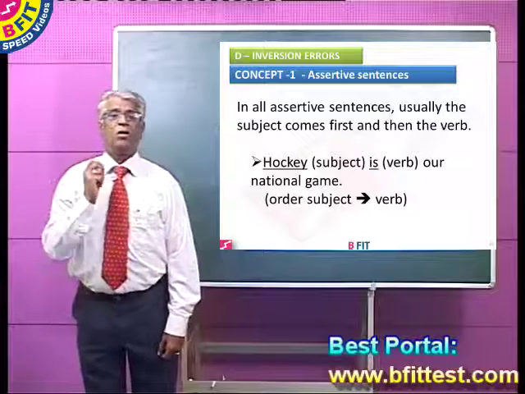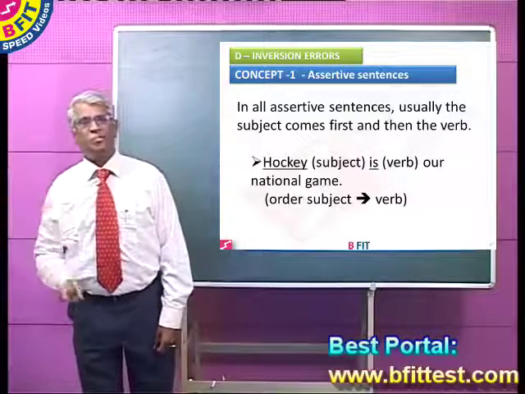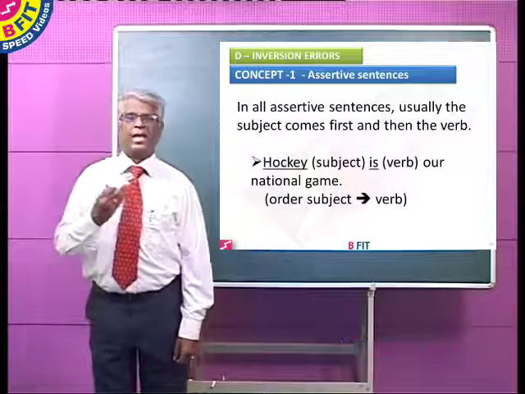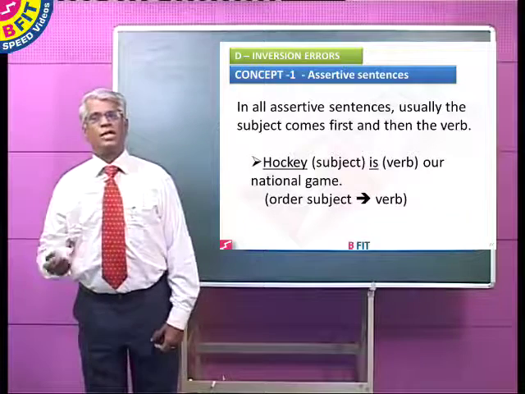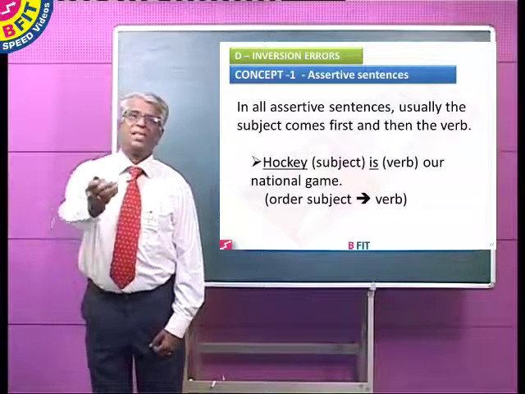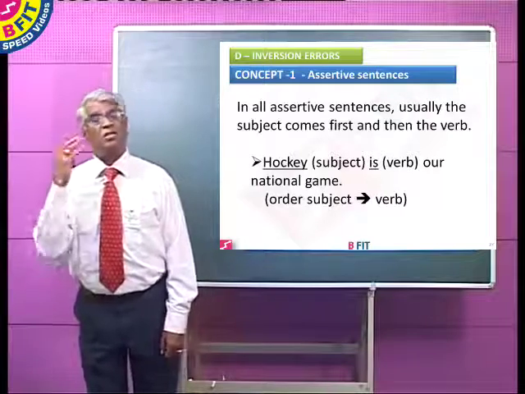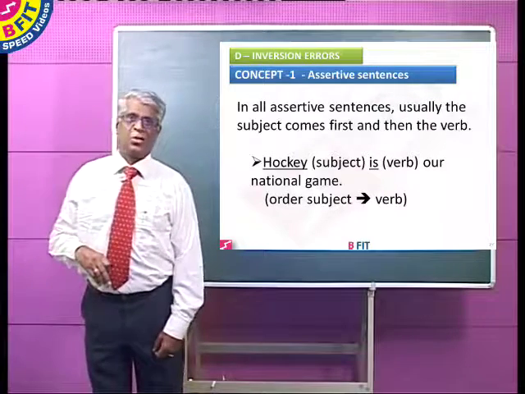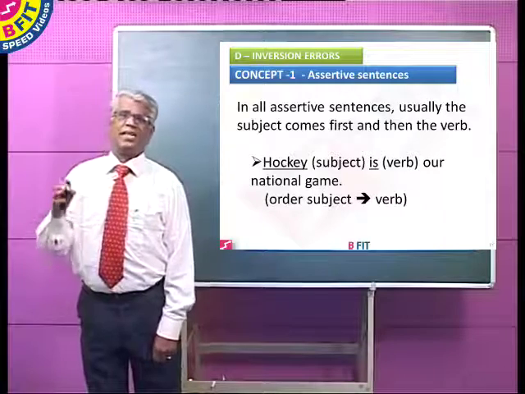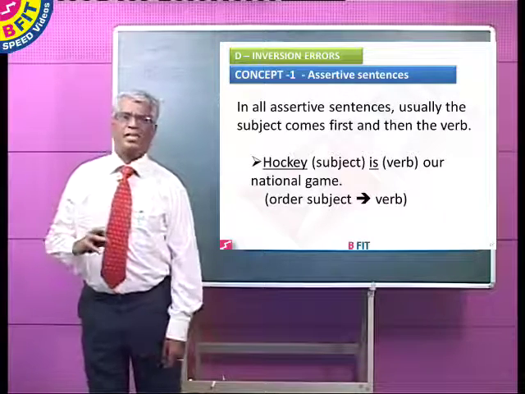Suppose you say, hockey is our national game. Peacock is our national bird. These two sentences make a statement each. They are called assertive sentences. Most of the sentences, in fact, that we use are assertive sentences.